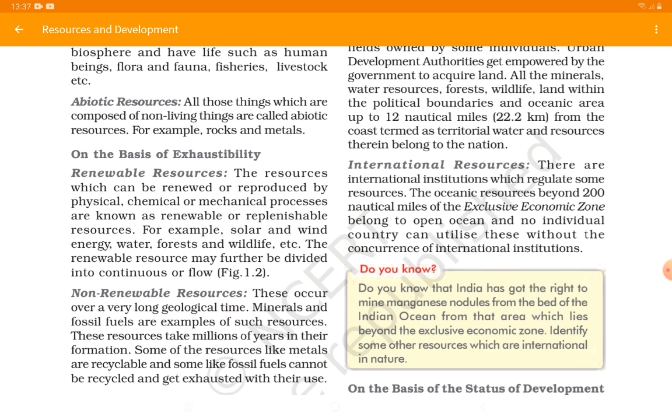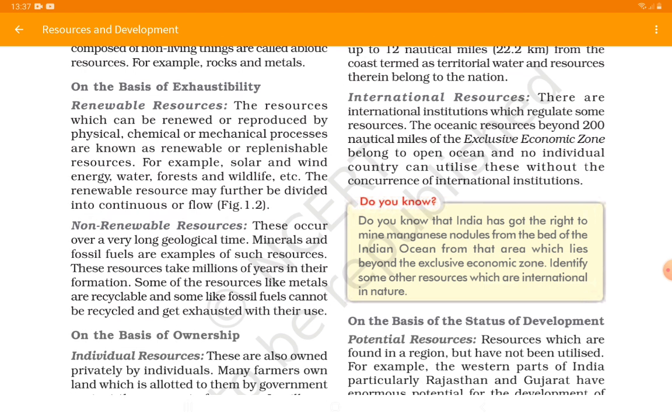Do you know that India has got the right to mine manganese nodules from the bed of the Indian Ocean from that area which lies beyond the exclusive economic zone? Identify some of the resources which are international in nature. So there will be many deep inside the oceans, far away from countries, which all belong to international resources.